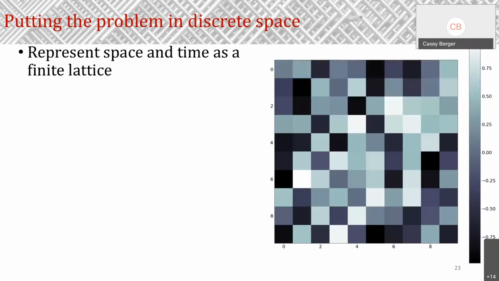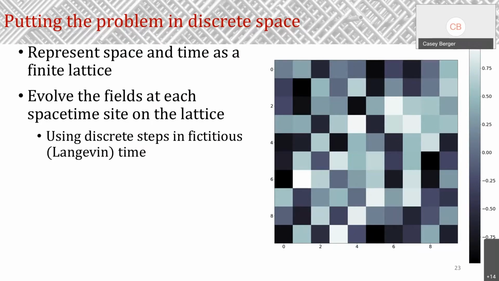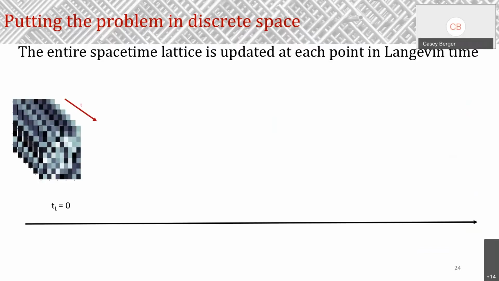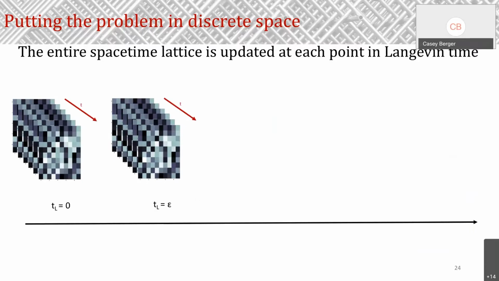Okay, so now that we have our space-time lattice, we want to actually evolve these fields at each site on the lattice, and we do this using discrete steps in this fictitious Langevin time. We do this so that the entire space-time lattice is updated at each step in Langevin time. So we move forward in Langevin time, we evolve the entire space-time lattice, we move another step, we evolve the entire lattice, et cetera, et cetera.